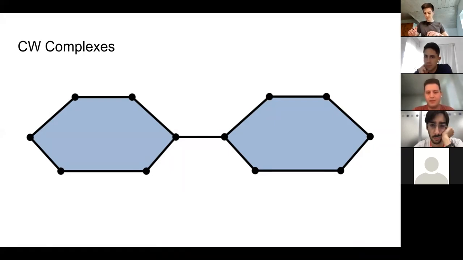And all these elements are called cells. So the vertices are 0-cells, the edges are 1-cells, and these things we've just added, these blue shaded objects, are called 2-cells.